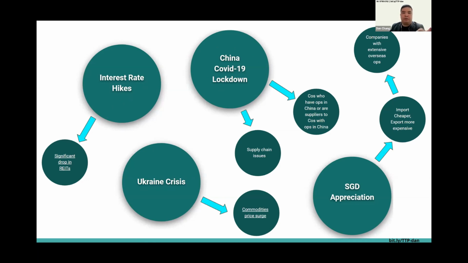Why? First of all, supply chain. Because some Singapore companies have factories in China. So when there's a lockdown, it affects the manufacturing there. And of course, that will in turn lead to a supply chain issue and subsequently a hit on the top line and bottom line.